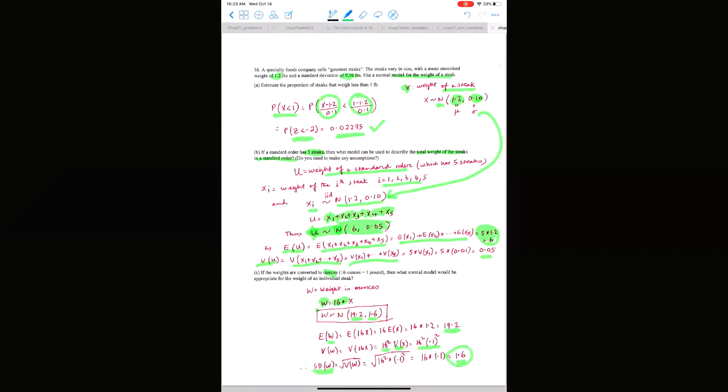Now the question is, why was W normal? Because W is equal to 16X, which is a linear combination of normal, hence it is normal. Right? So this is what I have.